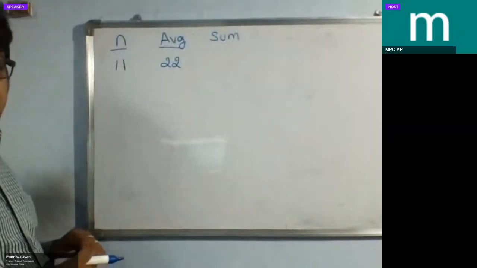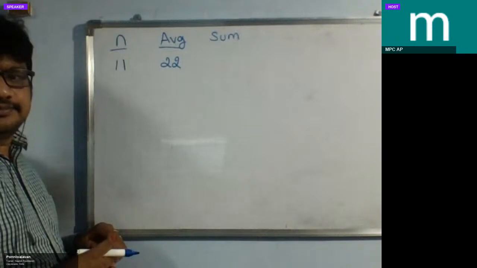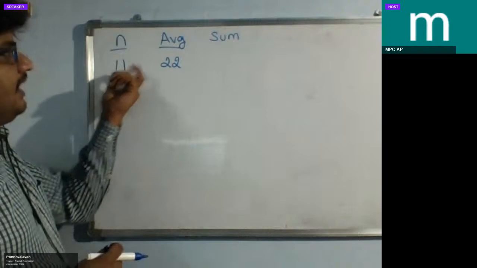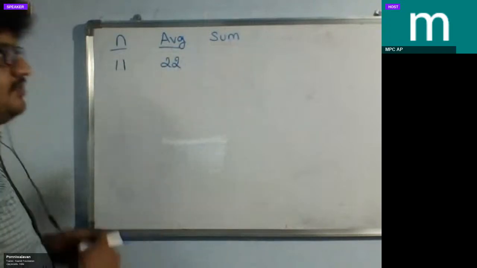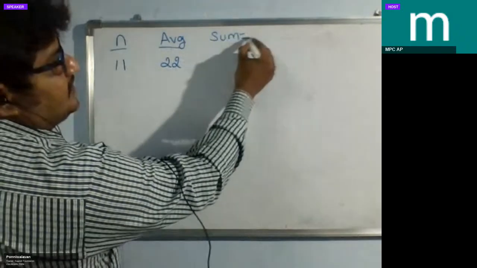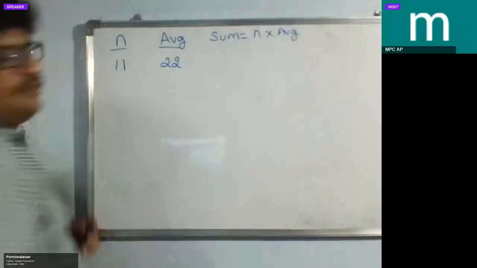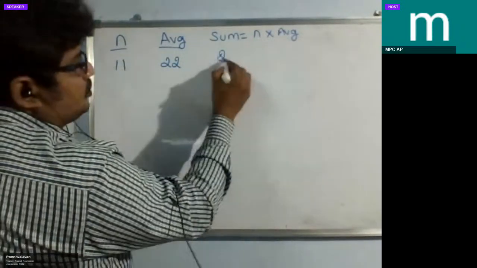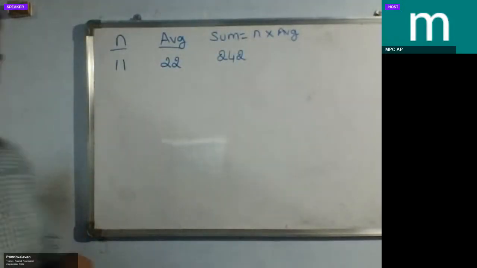Is it possible to find the sum of n terms? If they give the number of people 11 and the average 22, is it possible to find the sum? Yes. What is the formula to find the sum? N into average. So 11 into 22 is 242.